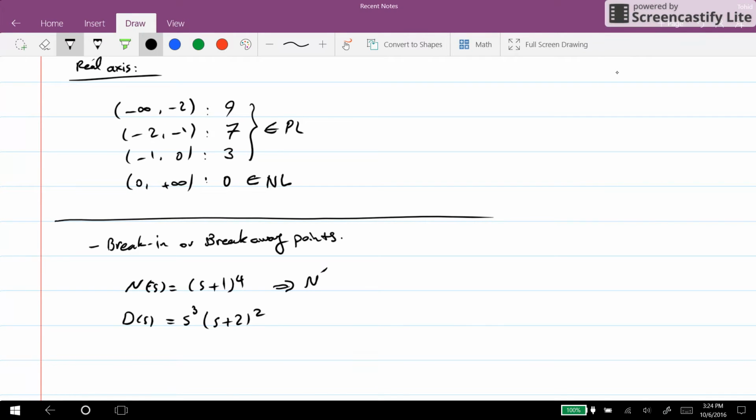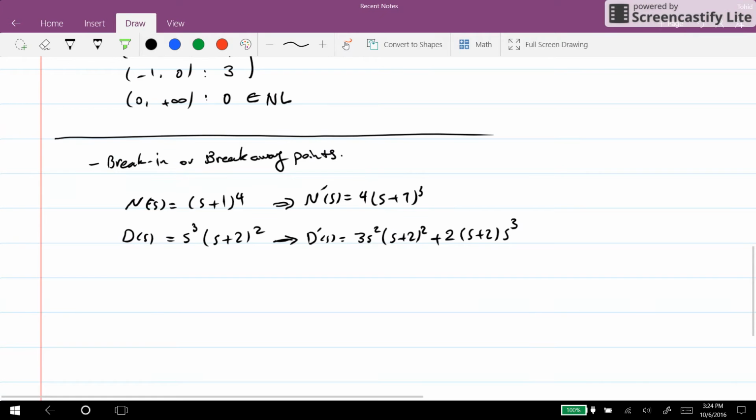So from here we will have N prime equal to 4 times (s plus 1) to the power of 3 and D prime equal to 3s squared times (s plus 2) squared plus 2(s plus 2) times s to the power of 3. We need to form N prime D minus D prime N and set it equal to 0.